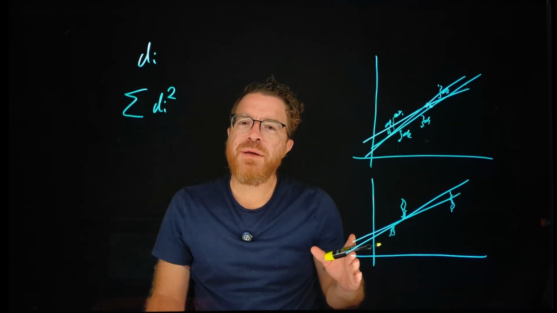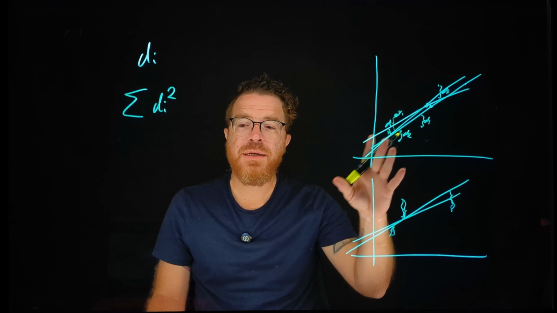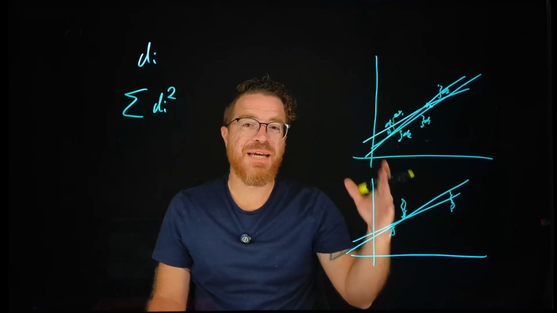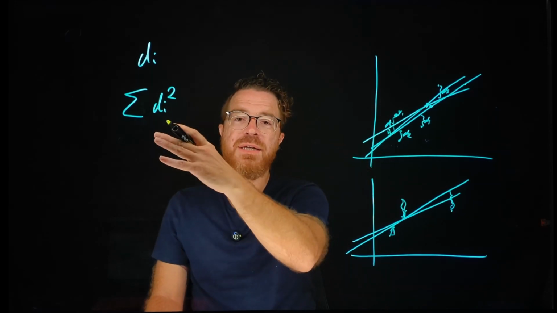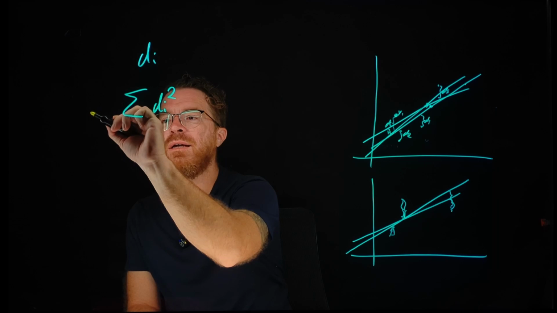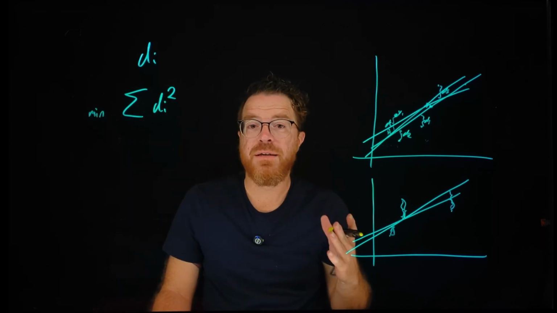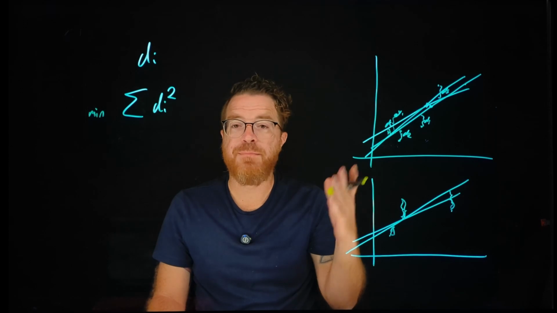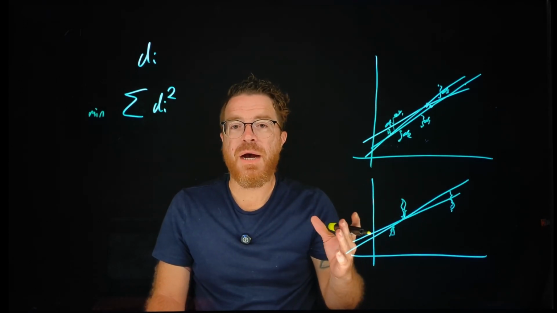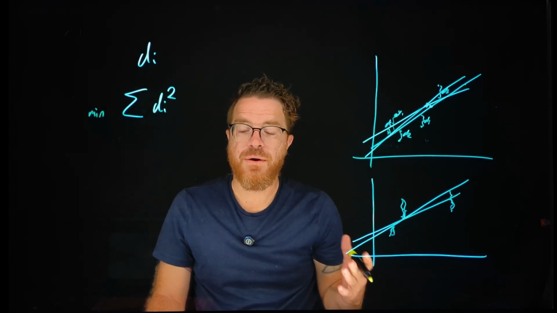Now, one other point I wanted to make really quickly is that this regression line is sometimes referred to as the line of best fit, because this criterion of minimizing our sum of squares is a method to find the best fit line, the line that best fits this data by having the lowest amount of error.